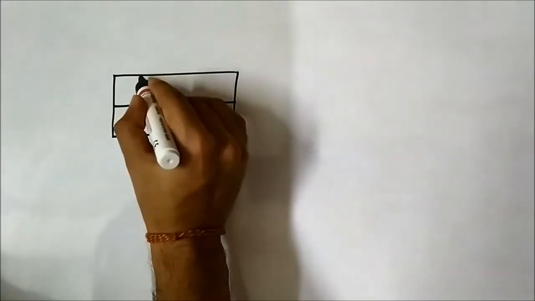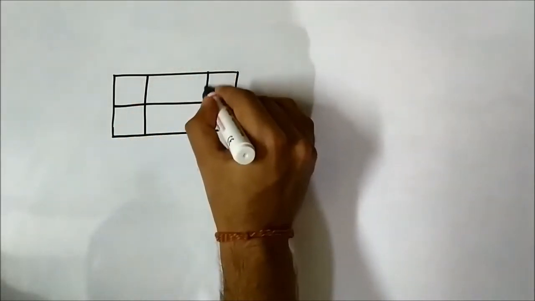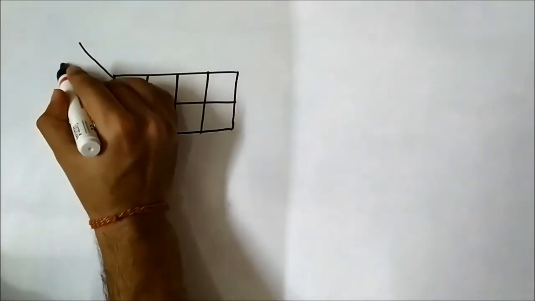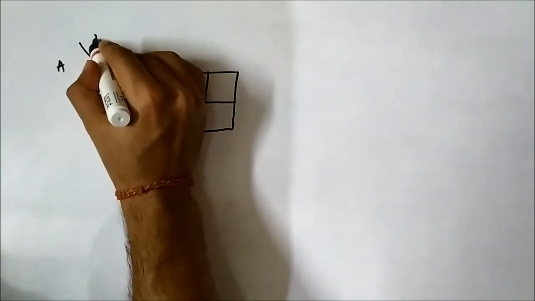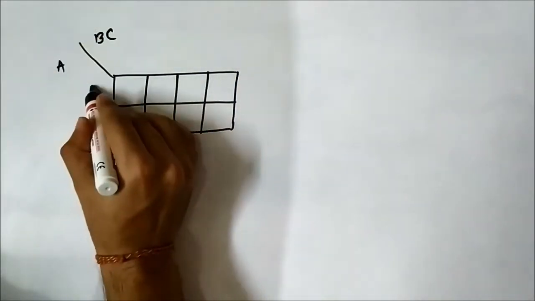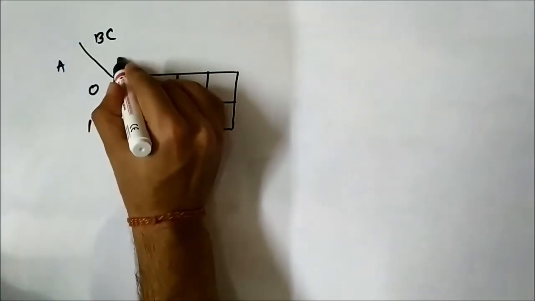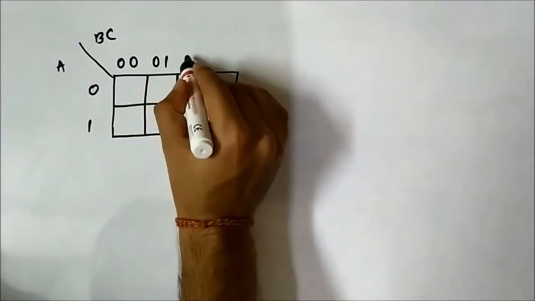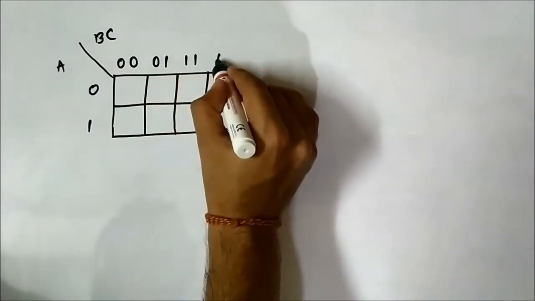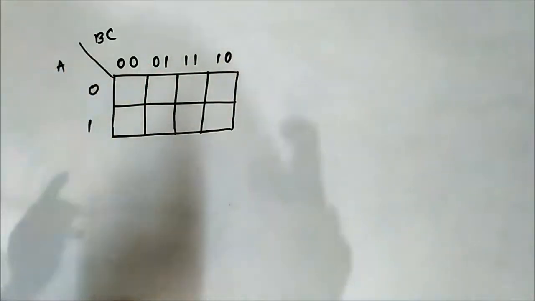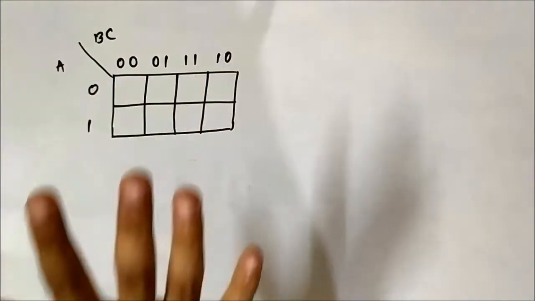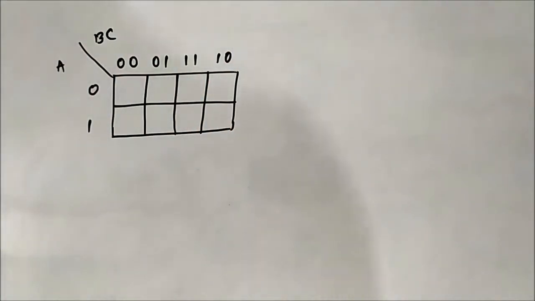Okay, 3 variables. Let us call this side A, this side B. 0 1 0 0 0 1. Important step here, it is 1 1 and then 1 0. Always remember this point: 0 0, 0 1, 1 1, 1 0. Now up to this point the step is the same for both SOP and POS.